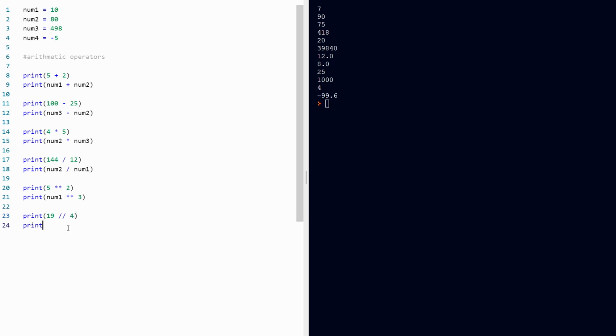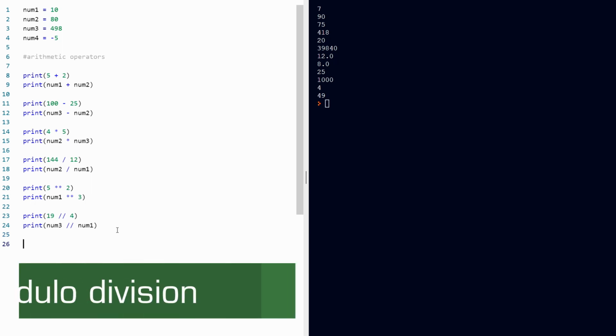So let's go ahead and do an example using the variables. So let's go for num3 divided by num1. When we run that, we can see that we get 49.8. If we go ahead and turn that into a floor division, we'll lose the 0.8 and we get just the integer value 49. On to the final example using the modulo operator.